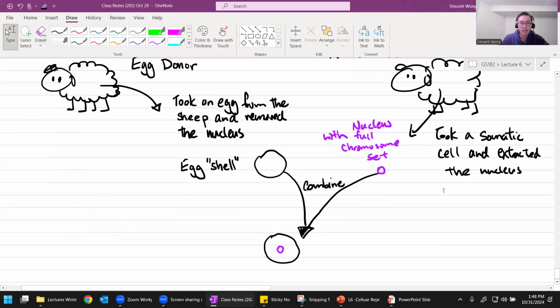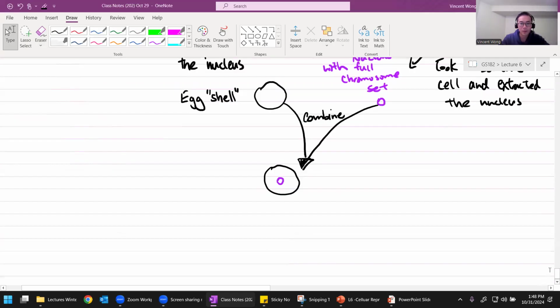So that's two sheep. Next, we need to bring in a third one. Anybody want to guess what the third sheep is here for? What's the role of this third sheep? Anybody want to guess?